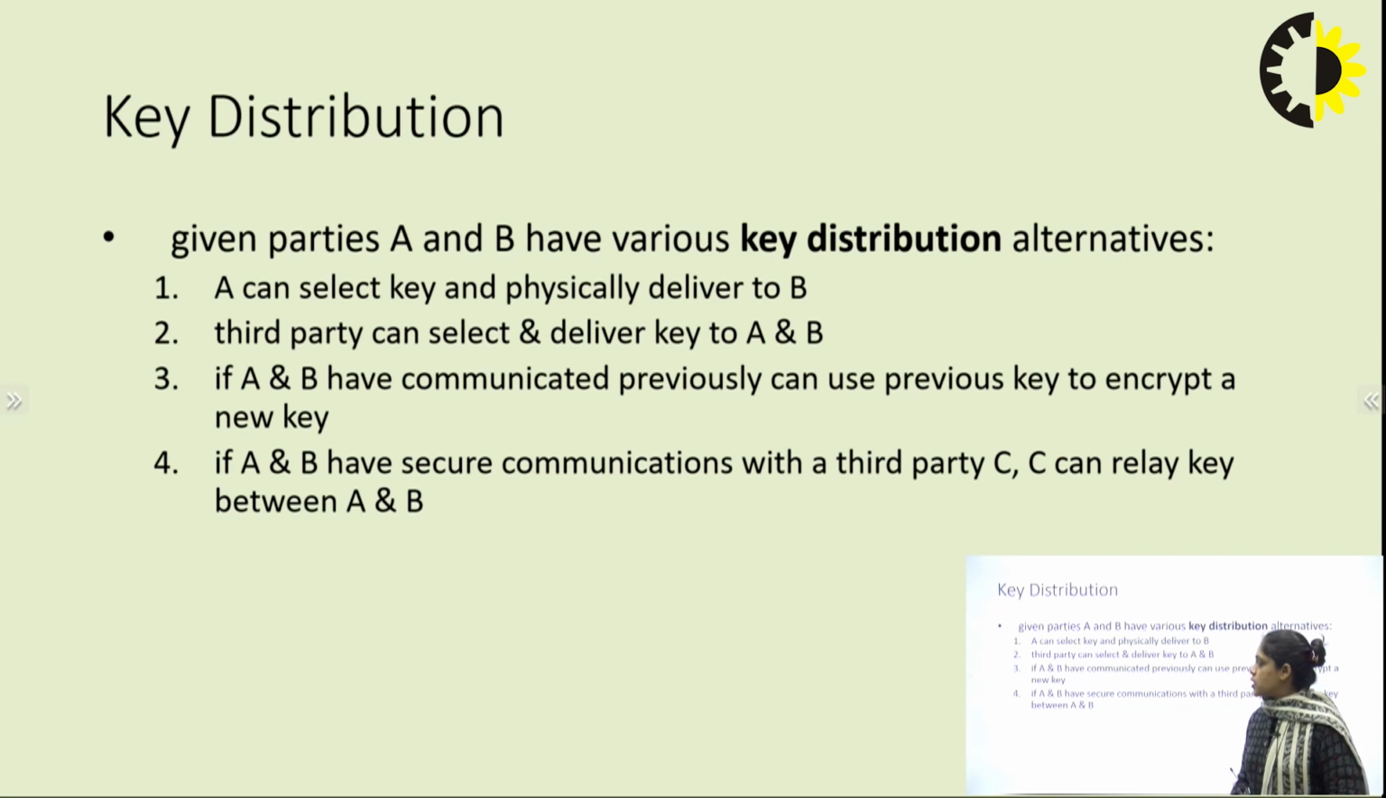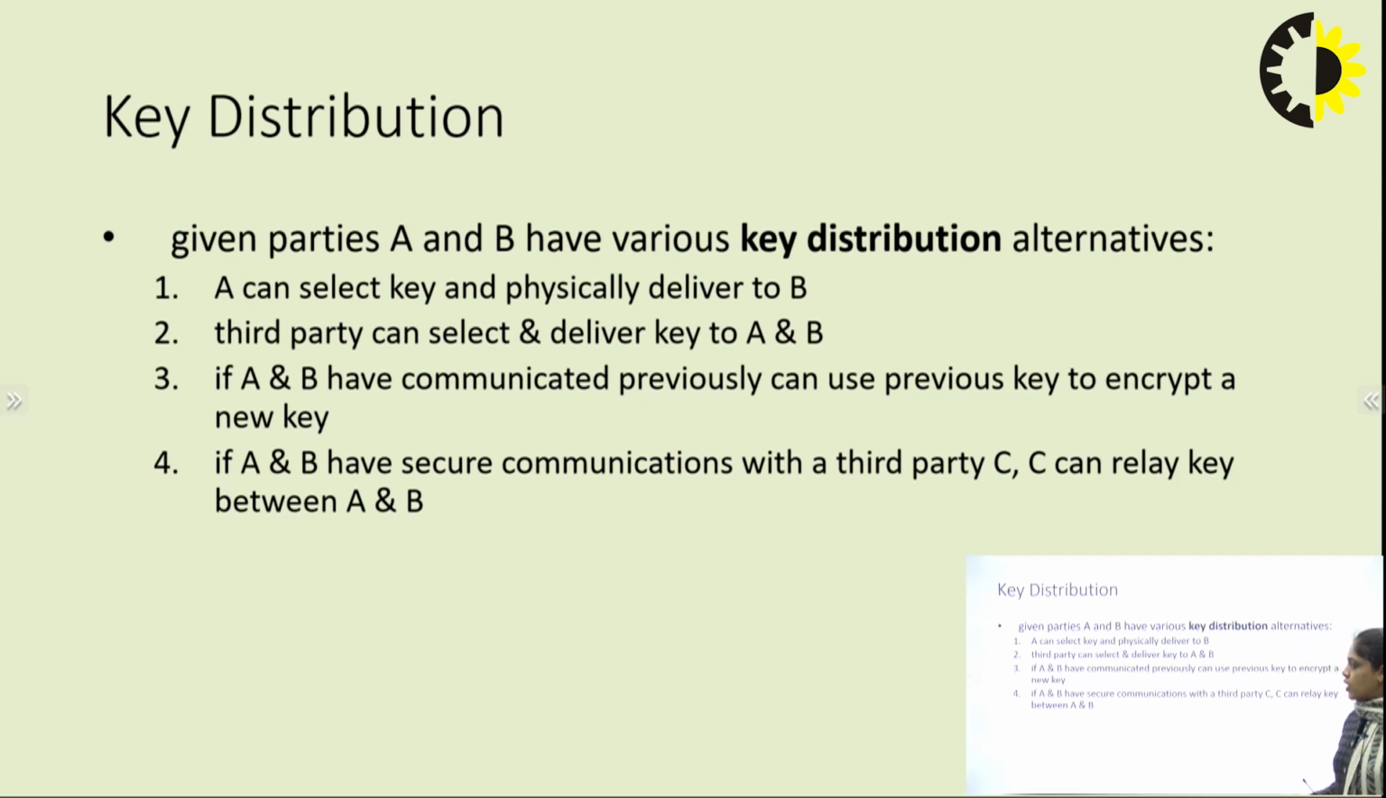Second one is a third party can select and deliver the key to both A and B, which we have already discussed in our previous slides: a central party will create a key and distribute it to both the sender and receiver who are going to establish a communication. Third is if A and B have communicated previously, they can use the previous key to encrypt a new key. If they have already established some communications in the recent past, then using the same key they can securely share a new key.